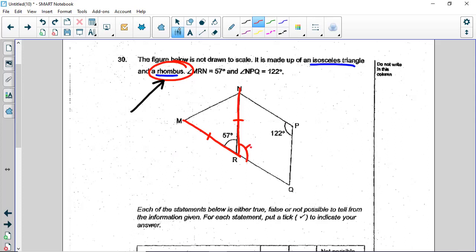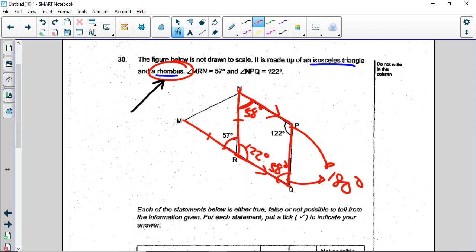So this is a rhombus, right? 1, 2, 2. If it's a rhombus, then what angle is this? What angle is the red line? It has to be 180 minus 122, right? 180 minus 122 gives you 58 degrees. Why 58 degrees? Remember, Miss Ong said angles between two lines that are parallel must add together to 180. So that is angle 58 degrees. And you can see that this is 57, that is 58, right?